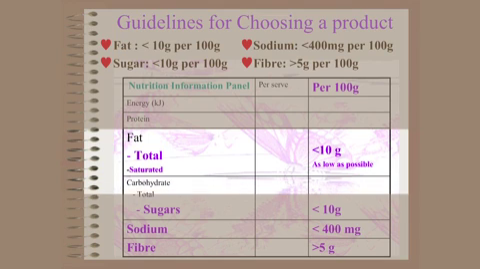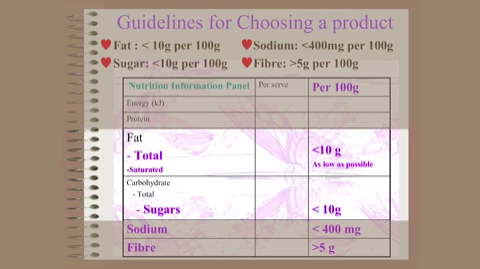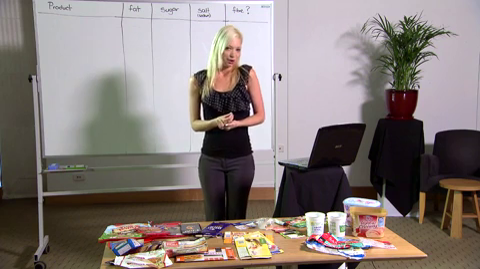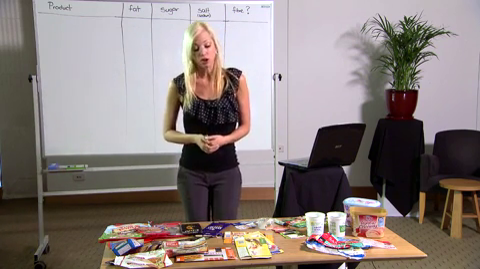The next one down is sugar. So fat less than 10 grams. Sugar, same thing, easy to remember, less than 10 grams. So there is one little catch. Some products might be a lot higher in fruit.